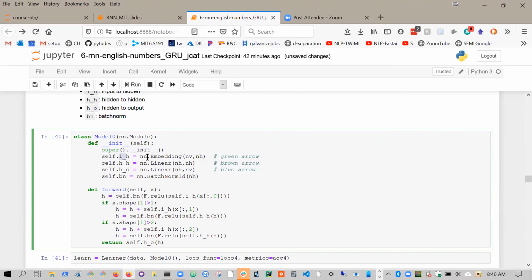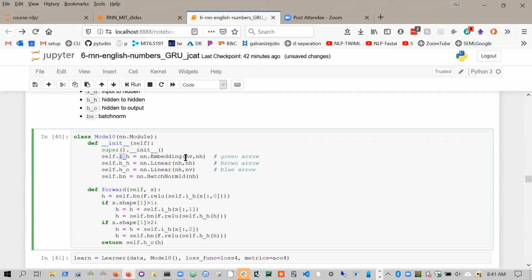IH is going to be an embedding matrix of size nv by nh. Remember, nv is 40, the number of tokens in the vocabulary, and nh is 64, the size of the hidden layer. So self.ih is going to be a matrix. You can think about this matrix as a 40 by 64 matrix.